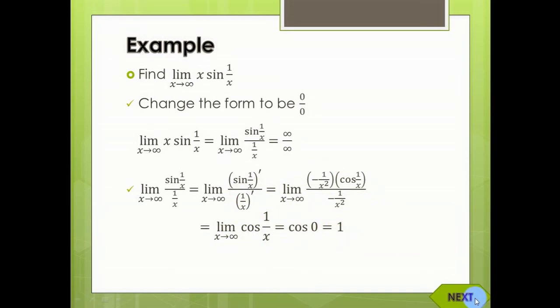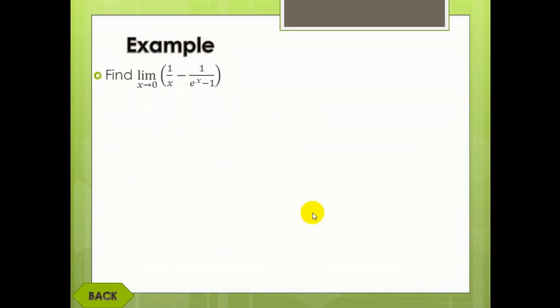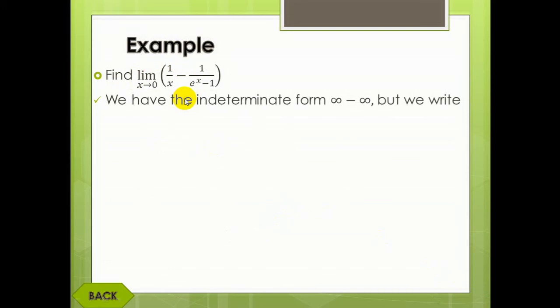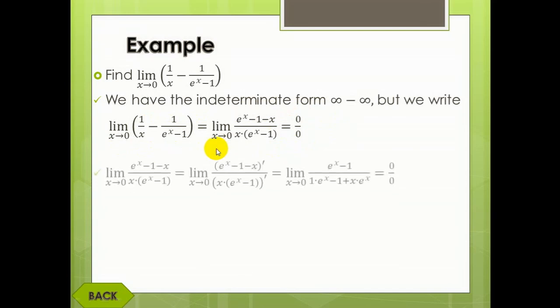Okay, it's easy, right? Another example, limit as x approaches 0. When you substitute, the result is infinity minus infinity. But we can rewrite this to be 0 over 0. You can make the same denominator and then combine the fractions. So the result is 0 over 0, and then you can continue using L'Hospital's rule.